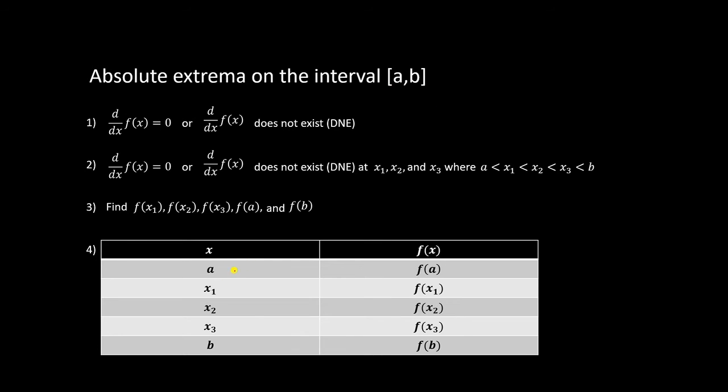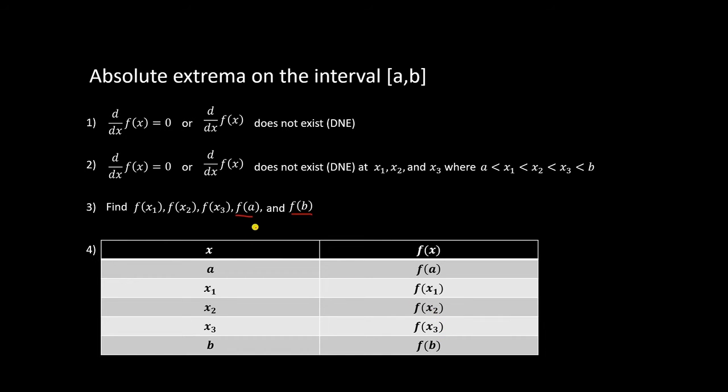Then you plug those critical numbers back into f of x. In addition, plug both endpoints into f of x as well. Then we have a table here with the inputs in the x column and the outputs in the f of x column. The biggest output is the absolute maximum, and the smallest output is the absolute minimum.